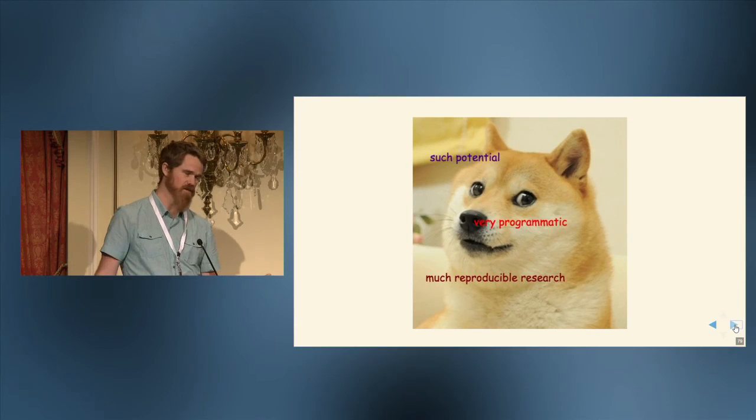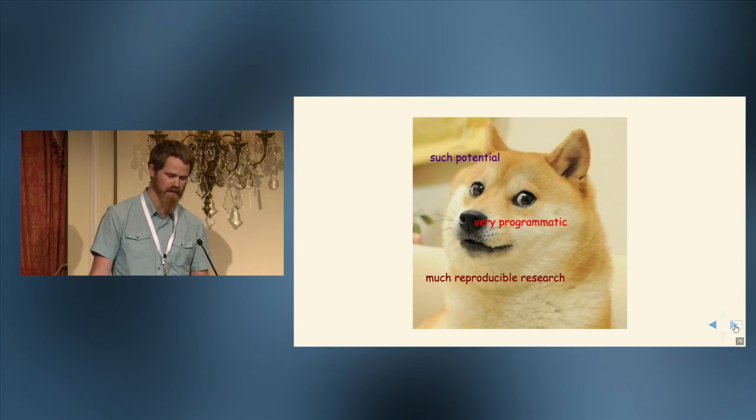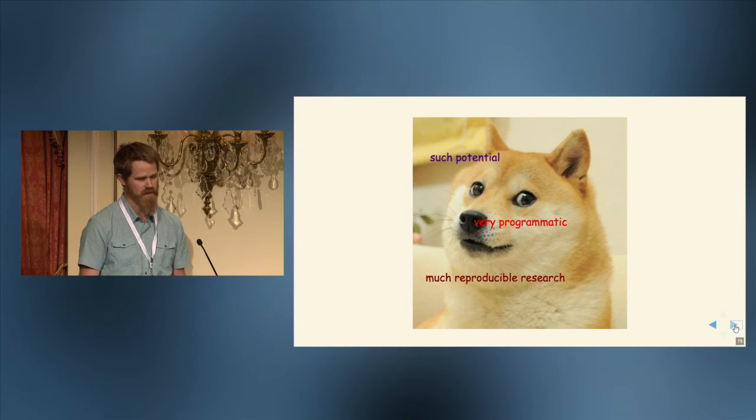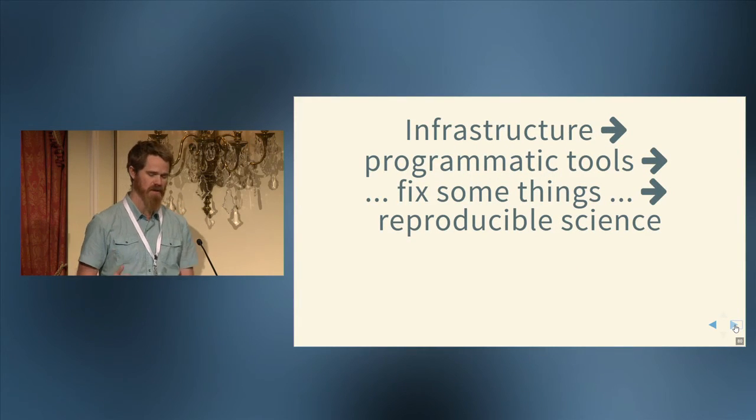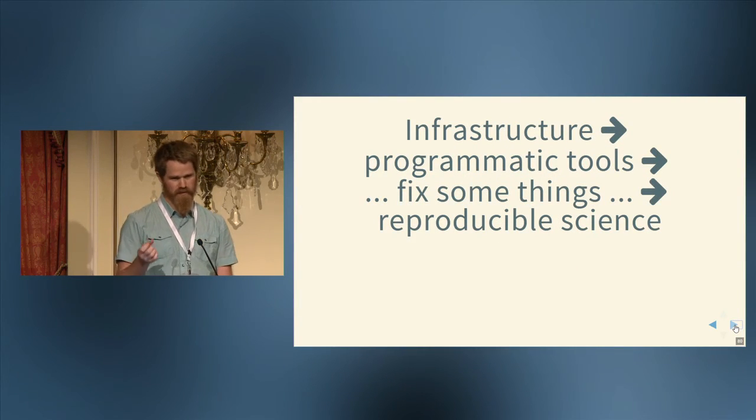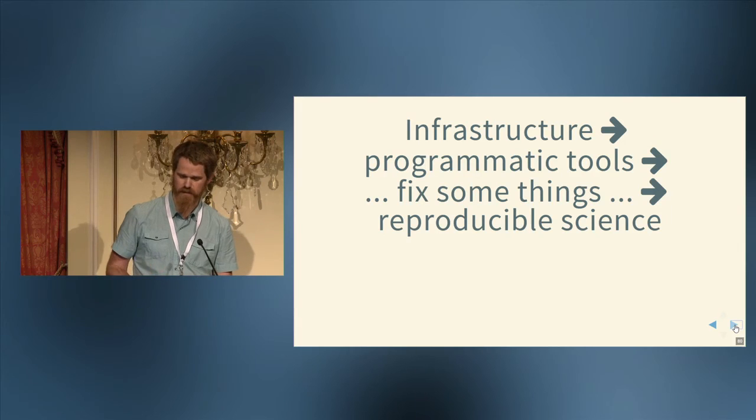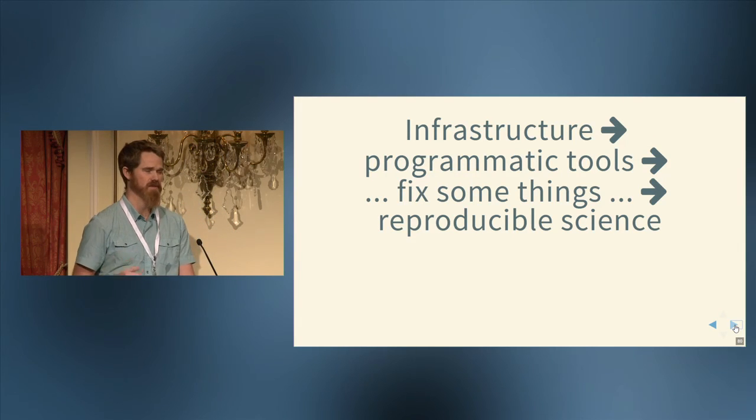I think there's a lot of potential. There's great infrastructure that CrossRef is building, and other players, DataCite and ORCID, are building. And I think it can make science a lot more awesome. So we have infrastructure. That leads to great programmatic tools. We do have a few things we need to tweak. We need to fix some things. And that will hopefully lead to reproducible science and open science, which I think we all want.